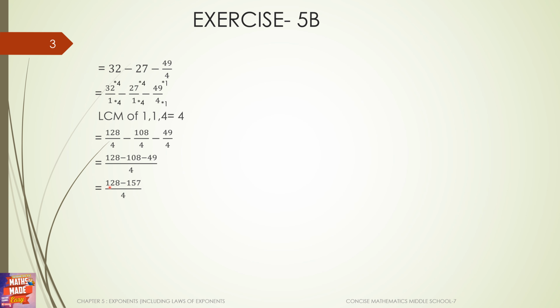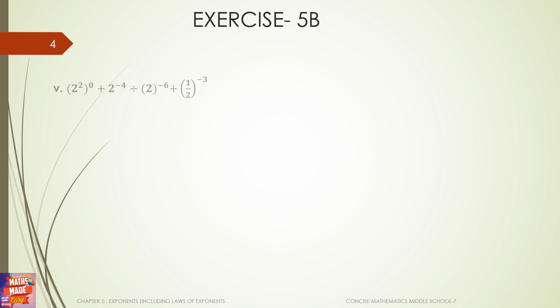Now one is having positive, other is having negative. Just put the bigger number's sign. So this is the bigger number, and what sign does it have? Minus. So put a minus sign and subtract it. You will get 29 by 4. So this is the answer. I hope it's clear. Let's move on to the next question.